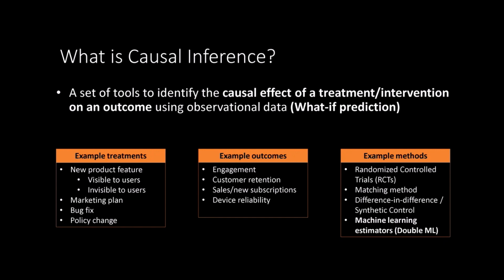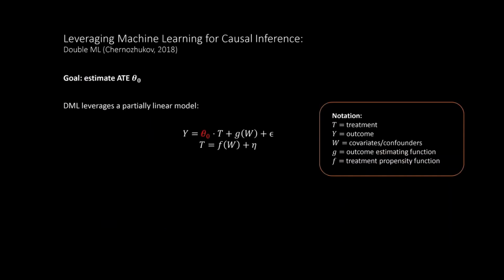Causal inference is a formal set of statistical tools that are used to identify the causal effect of a treatment on a measurable outcome, specifically when faced with confounders. There are a variety of causal inference methods like matching methods or diff-in-diff, but today we will focus on the machine learning-based causal inference technique DoubleML. The goal of DoubleML is to estimate the average treatment effect, or the field not displayed in the equation.